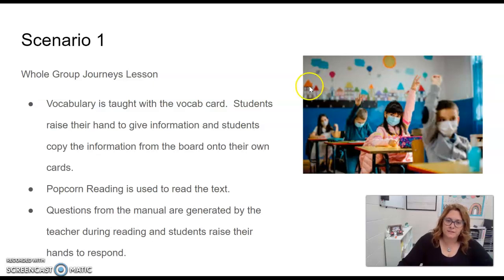Next, it's time to read the text. Popcorn reading may be utilized to read the text, where one student or teacher reads a paragraph or a page, then they popcorn to the next student to read. But during that reading time, are all students really following along? Or do you have those students that read at a faster rate than the current student that's reading, and they're way ahead? Or those students who are so worried that they're going to get asked to read next, that they're busy looking ahead at any words they might not know?